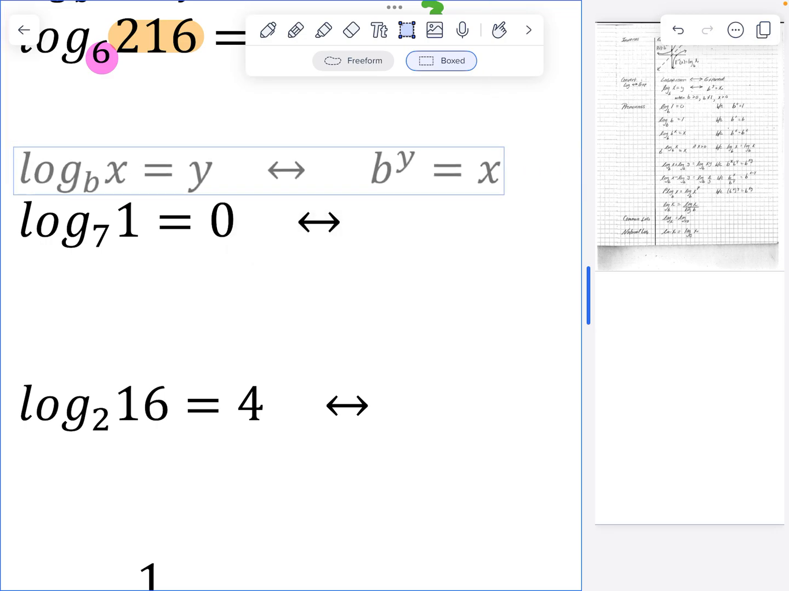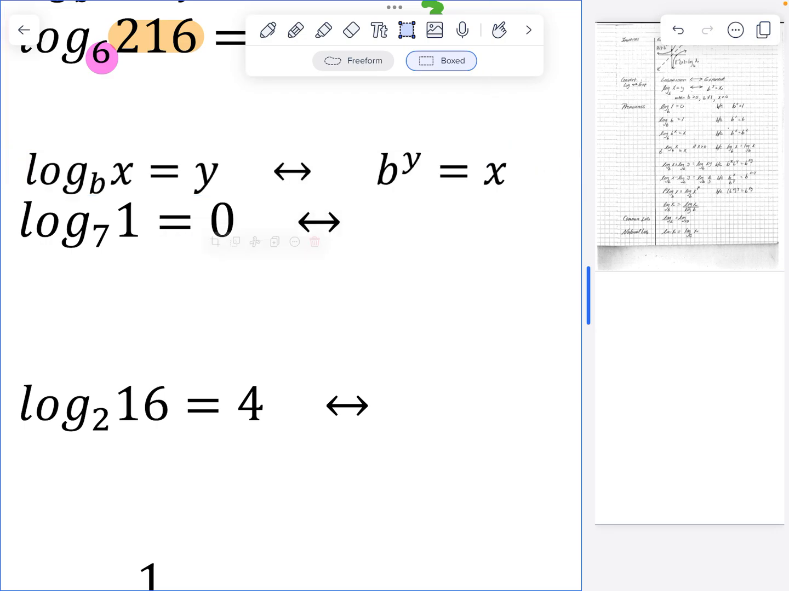Okay, so let us try this one. We are going to say that this has a base of 7, so my exponential equation needs a base of 7. This has an exponent of 0, so my exponent in my exponential equation is 0. And any number raised to the 0 power equals 1. So this is a 1. So the logarithm base 7 of 1 equals 0 is 7 to the 0 power equals 1.